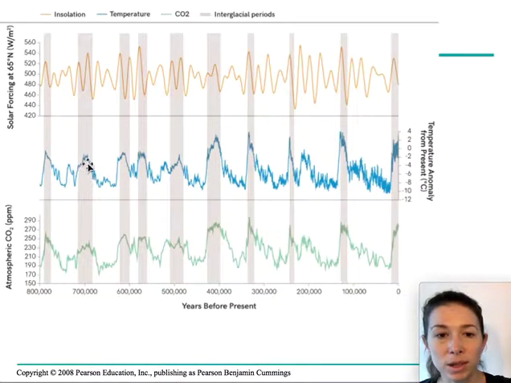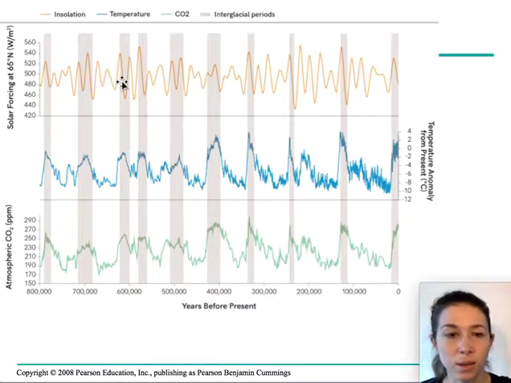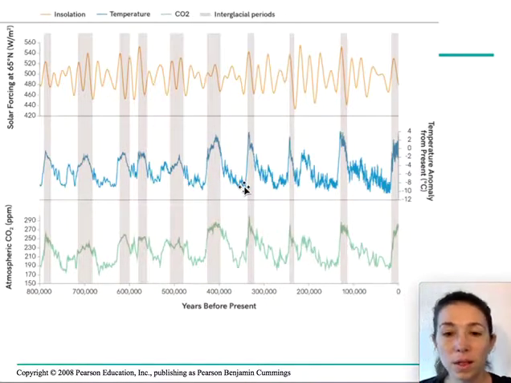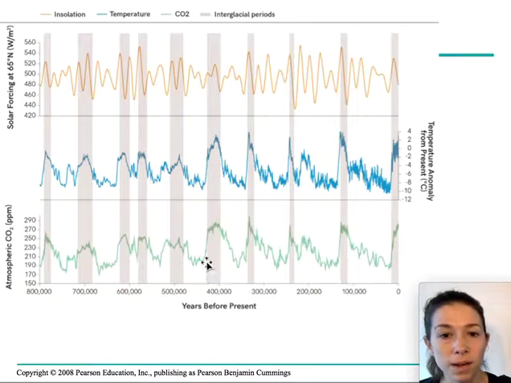So let's just focus on these two elements of the graph. We're going to ignore this upper panel because it's not directly relevant to what we're talking about today. But let's just look at the blue and the green. They're showing you that these two lines follow each other quite closely. So every time there is an increase of carbon dioxide in this green line, we also see an increase of temperature. And these are termed interglacial periods, so these are times that are not ice ages.